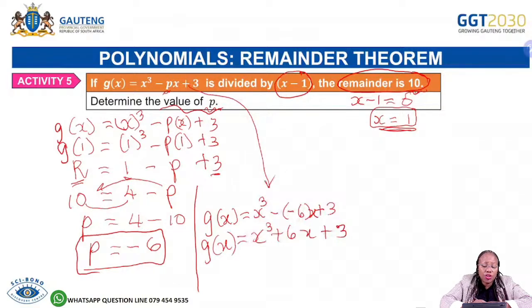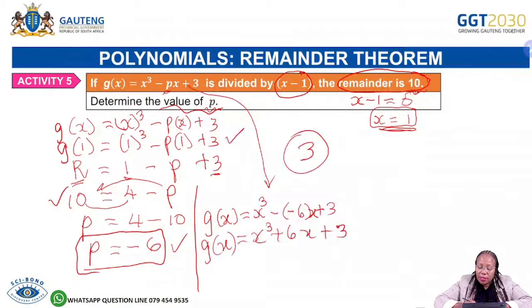And the mark allocation will be 1 for substituting the value of x, 1 for the remainder, and the third one will be for the correct value of p there.